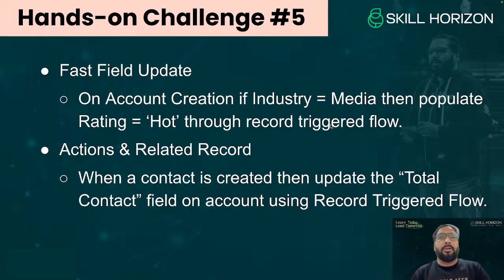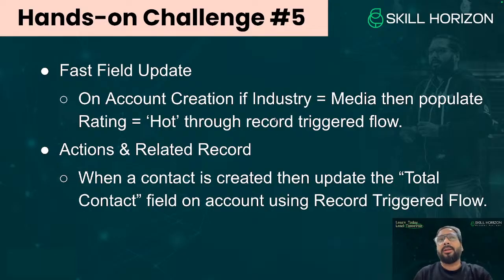Now coming back to the scenario. The fast field update one says: on account creation, if industry equals media, then we need to populate rating as hot. Next, when a contact is created, we need to update the total contact field on the account, increasing its value by 1.